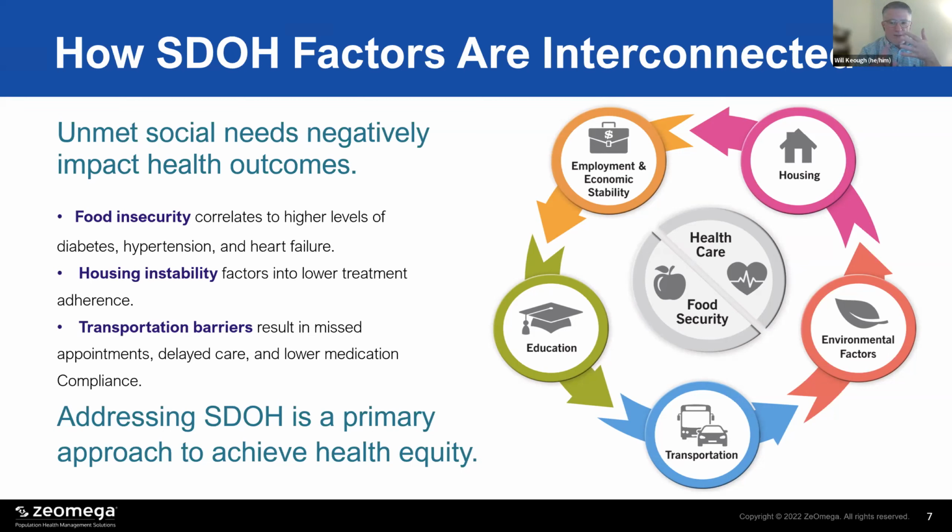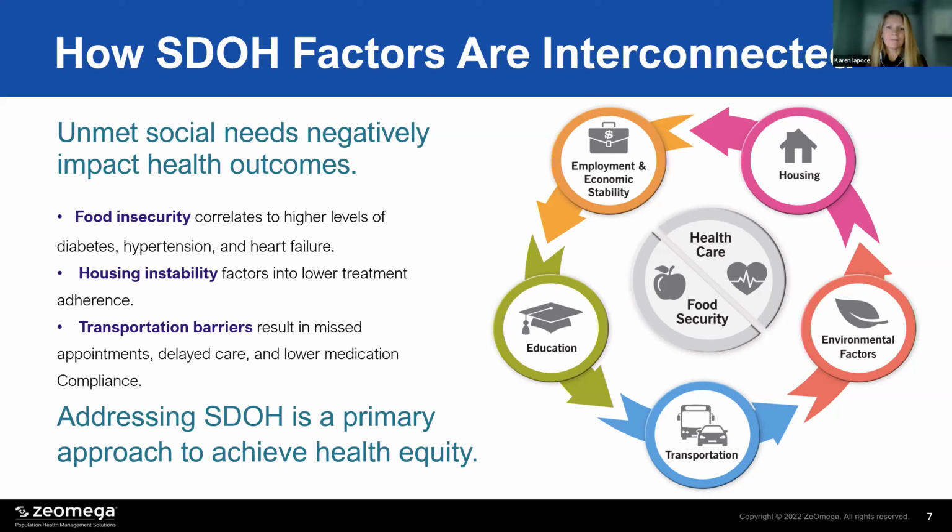So early childhood development, great nutrition, safe, secure, and stable housing. These are all investments. They're investments in human beings' future. They're investments in our future as a society. And I think Karen, you're going to talk about how ZeOmega and the platforms that ZeOmega has can help focus in on where these needs are in different communities.